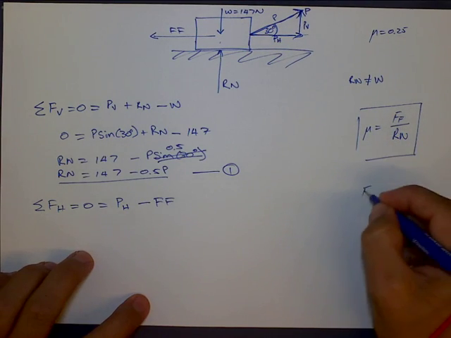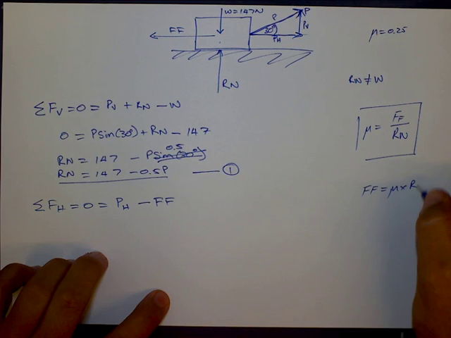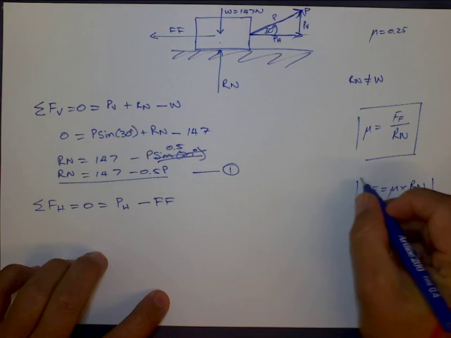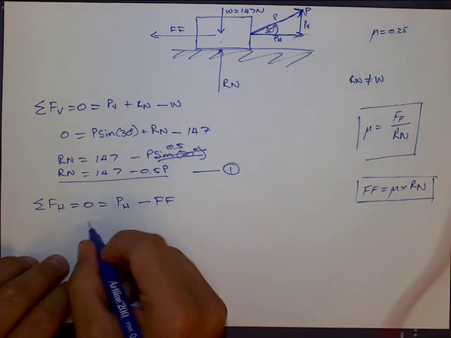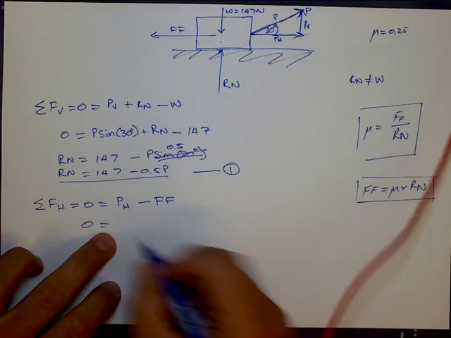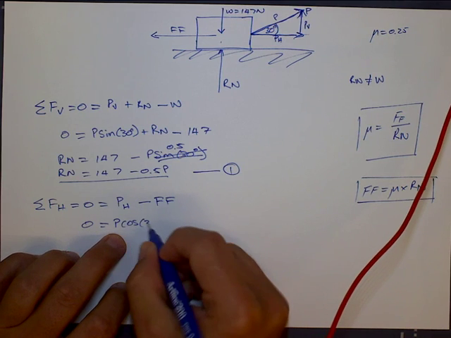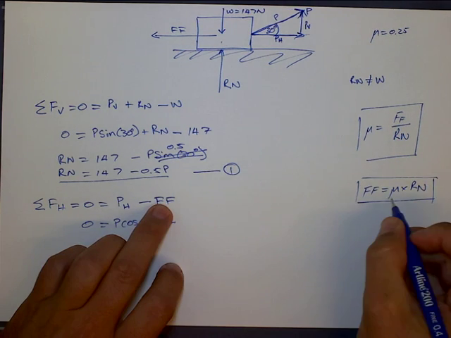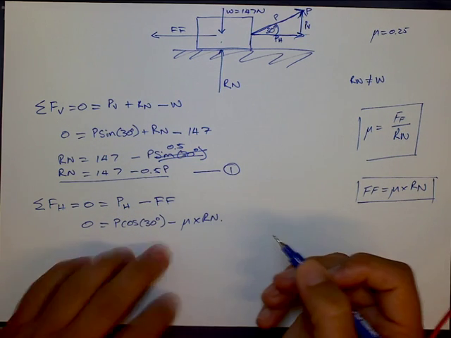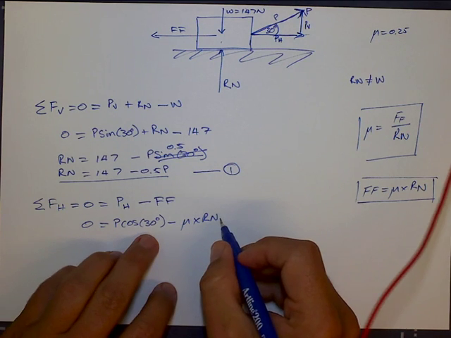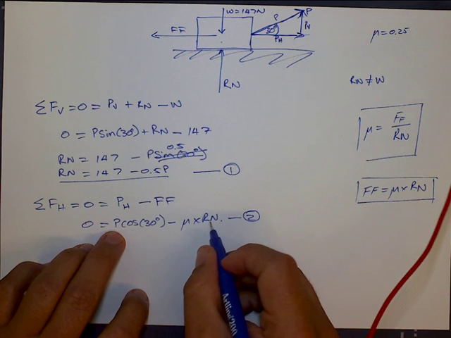The cool thing about F is that we can write F as a function of the coefficient of friction. So F is equal to mu times Rn, and P horizontal we can write as its component of P. So P horizontal is P times cos 30 degrees, minus F, which is mu times Rn, equals 0. And so now we've got two equations, and this is equation 2. Two equations with two unknowns, Rn and P.